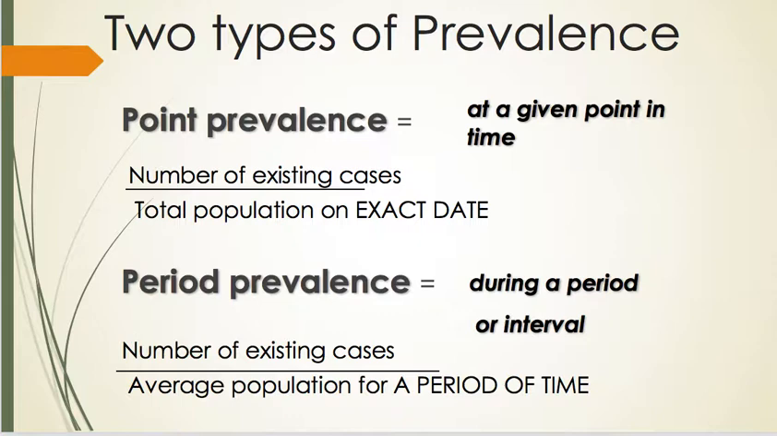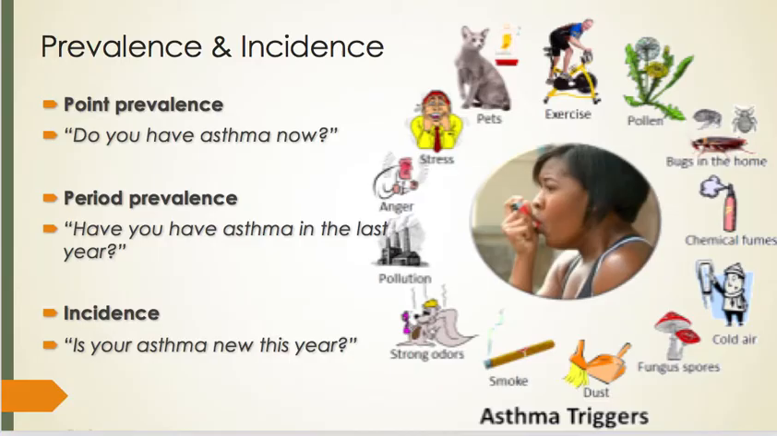So this is our interval. So you can see the two differences: a point in time and the total population versus the average population and a time period.